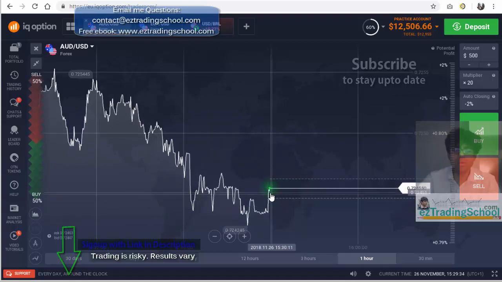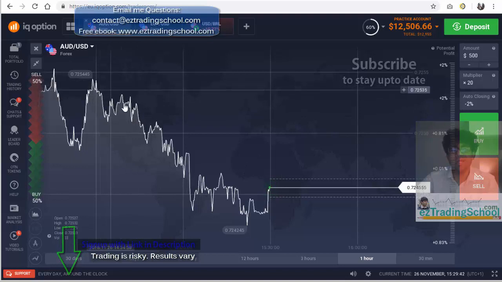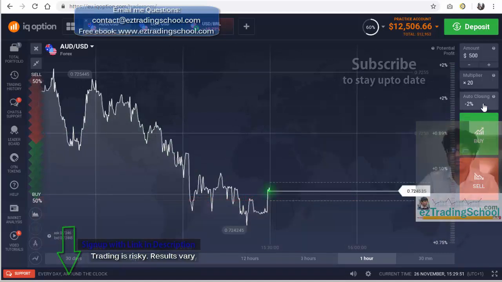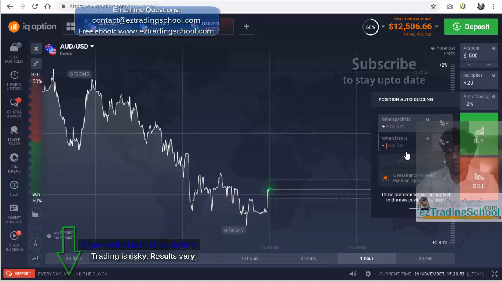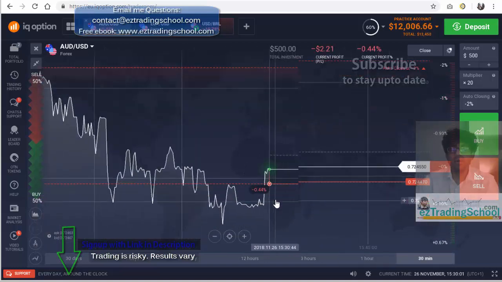Now I can see it's going upwards. But what the price action analysis strategy tells me is that the Australian dollar is becoming weaker, and that's why if I do a sell trade at this moment, this will be the best thing to do. To set my variables, my settings, I will do 1%, and I will do a sell at $500, and I did a sell trade.